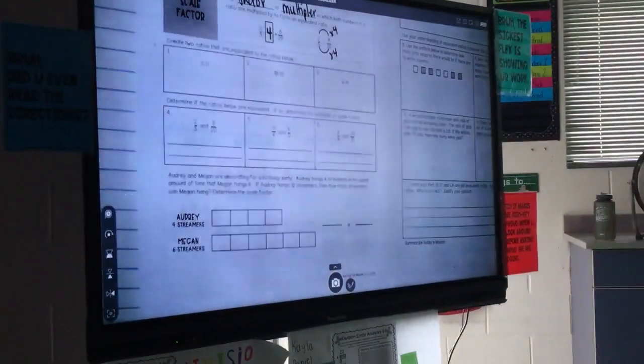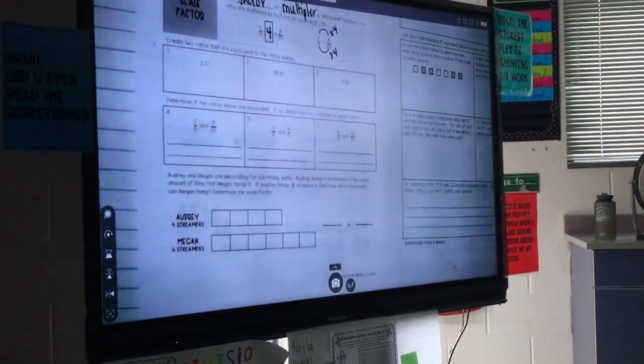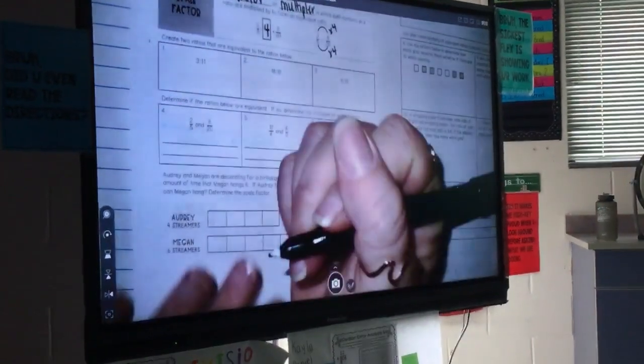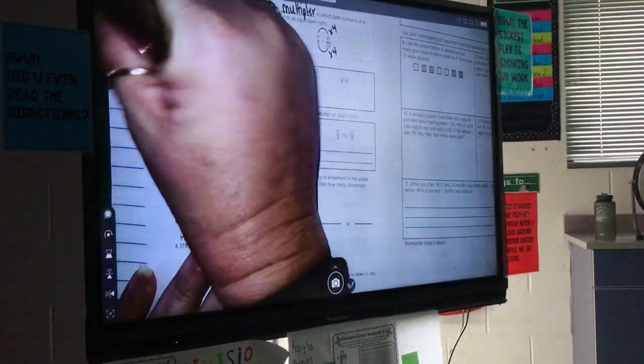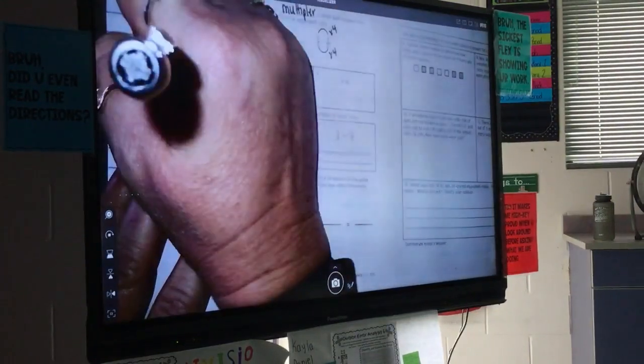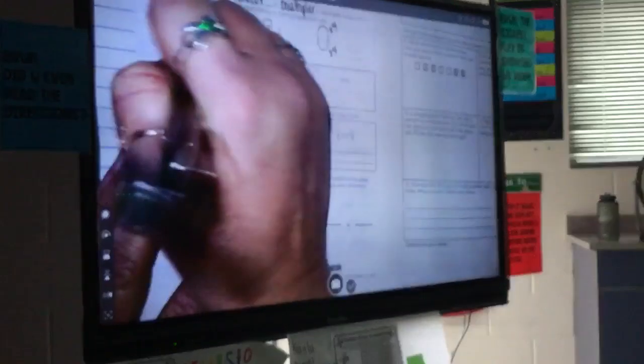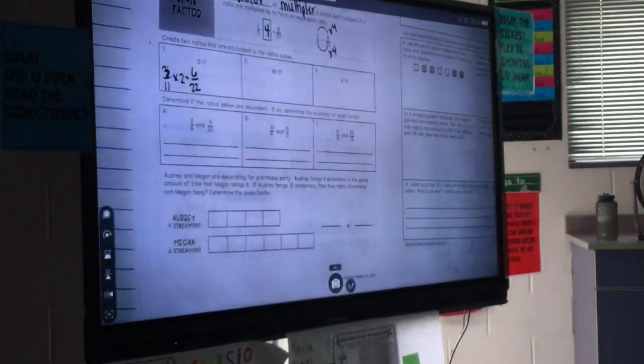All right. So what's one of the two ratios you came up with for the first one? Daniel. 6 to 22. Okay, what did you multiply it by? I multiplied 3 to 11 by 2. Okay, so multiplied it by 2, so you end up with 6 to 22. What was another one that you guys came up with? Because you had to come up with 2. So everybody should have 2 on here.